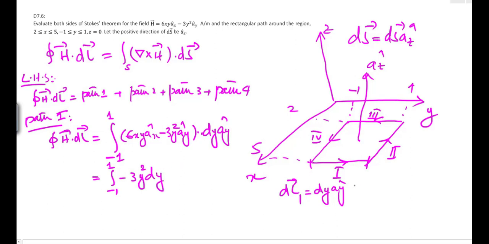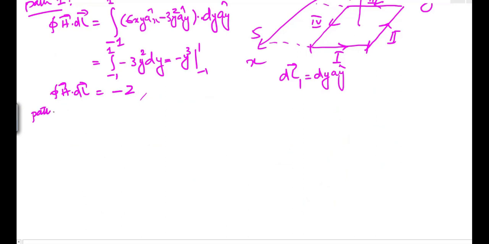Again you can use the same concept here: as this is the parameter that we consider for Ampere's circuital law, the H must be tangential to this path. So the tangential component of this field to this path is minus 3y square. You can directly take the minus 3y square instead of taking the dot product, but you can take the dot product also. Then this will give me minus y cube in the limits -1 to 1. So for path 1 I will obtain -2.